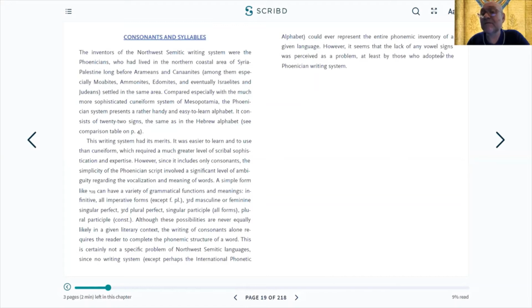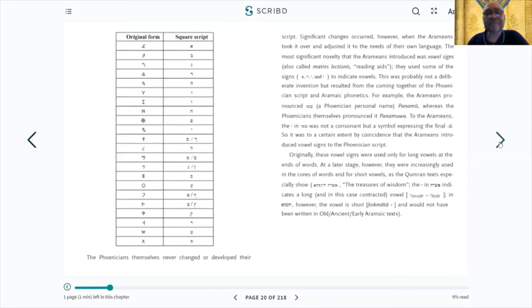However, it seems that the lack of any vowel signs was perceived as a problem, at least by those who adopted the Phoenician writing system. Well, yeah, if you have not been taught this from a child about what letters go with how, in other words, if you don't have the vowel pointings, then you have to rely on the sounds that were passed on to you by your people. But if the people lost that, then you'd have to come up with a way of preserving the sound system. And because you could have three letters, and you could have all different kinds of words come out of those three consonants. So this is a problem they had to address in time.